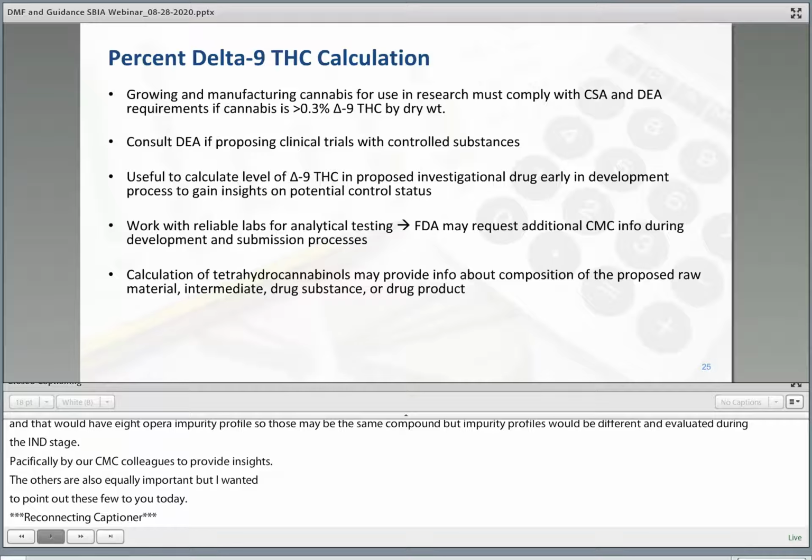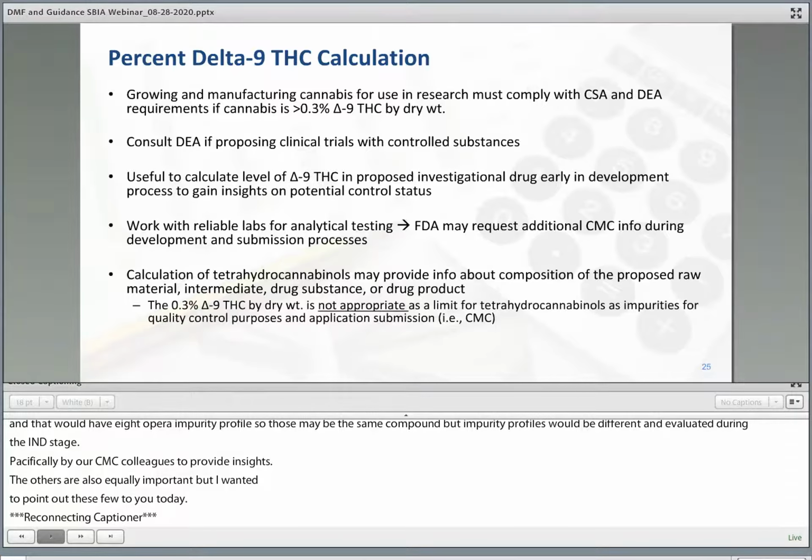And this calculation for tetrahydrocannabinols may help you figure out the composition of the proposed raw material that you're using, the intermediate that either you are creating or maybe a third party is creating for you, the drug substance or the drug product, because those are all different phases of the manufacturing. So it's important to make sure that you're doing your calculations early on in your development so you can gain insights.